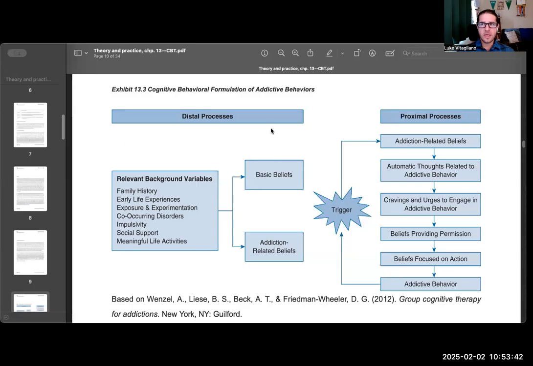So sharing my screen here is an exhibit from that first reading for week 4, where we have these distal processes, different factors that have led to these basic beliefs and these addiction related beliefs. And so earlier we talked about the situation or the event. So here we have a trigger, and this trigger will also often lead to these addictive related beliefs.